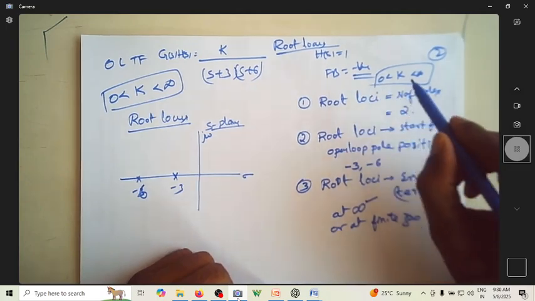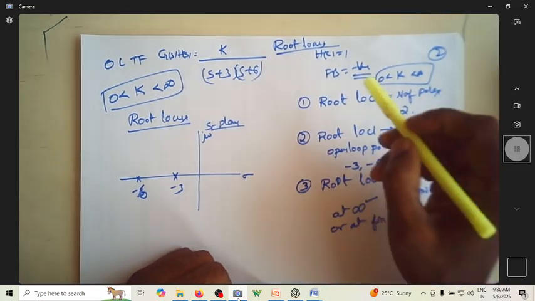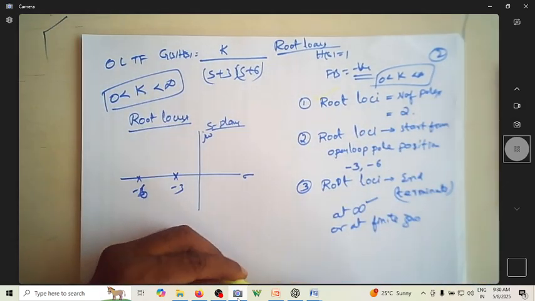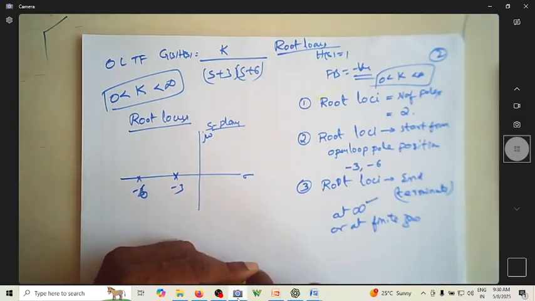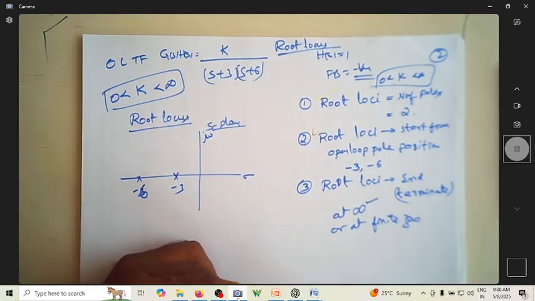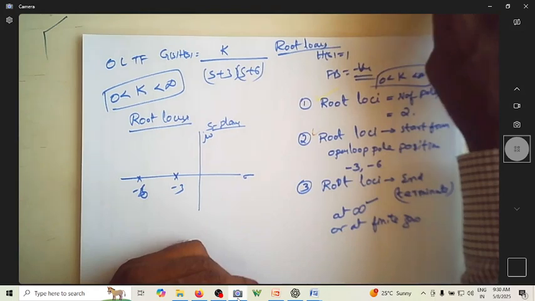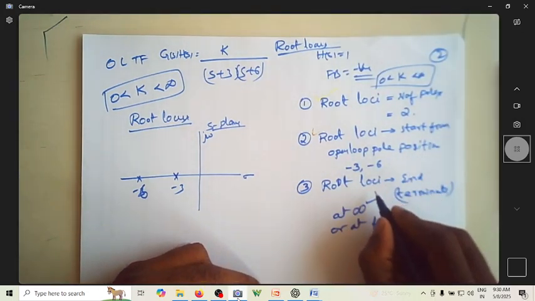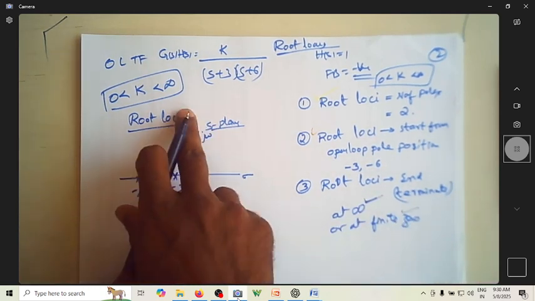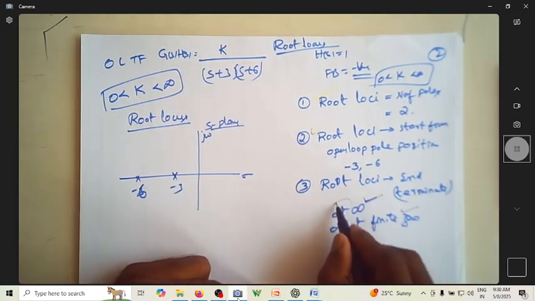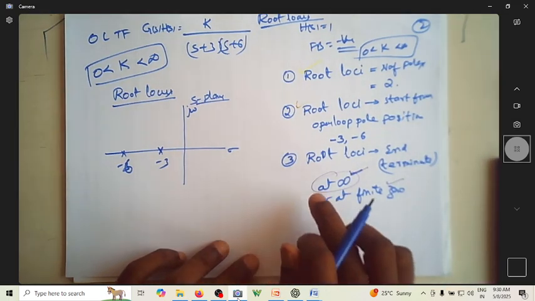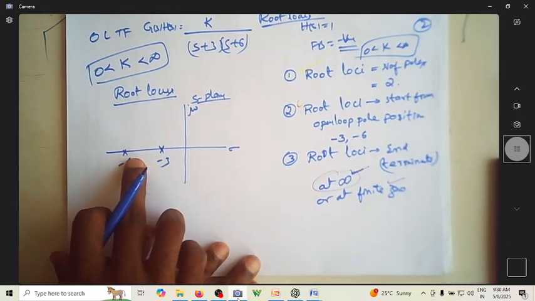Now we are done with how many root loci we want to have. How many? Two root loci. The starting point of root loci is nothing but -3 and -6, and the termination point is either infinity or at a finite zero. Since I don't have any finite zero, both will terminate at infinity. Now we know that root loci will start from here.